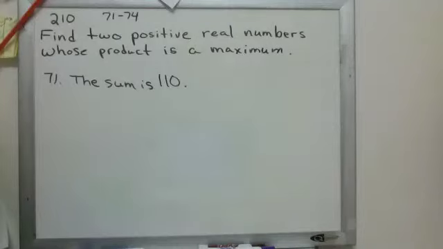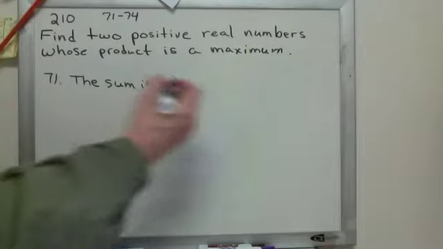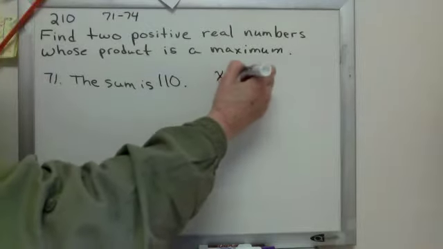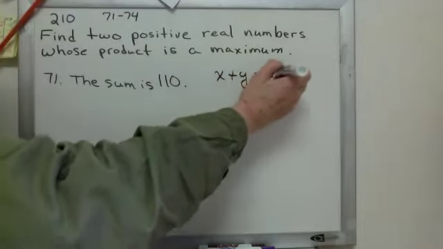Okay, so on page 210, for 71 through 74, you have to read the dark print at the beginning, which says, find two positive real numbers whose product is a maximum. So we need two numbers where the product is a maximum, but then the other clue about the numbers is the sum is 110. Now, at first glance, you might want to go, well, x plus y equals 110.